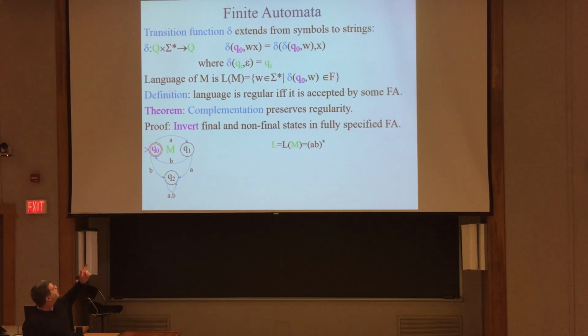So how would you have a finite automaton that accepts the complement of this language? Well, first of all, take a finite automaton that accepts this language to begin with, like this one, which we just did on the previous slide. And now what? Negate all the final and non-final states. Yeah.